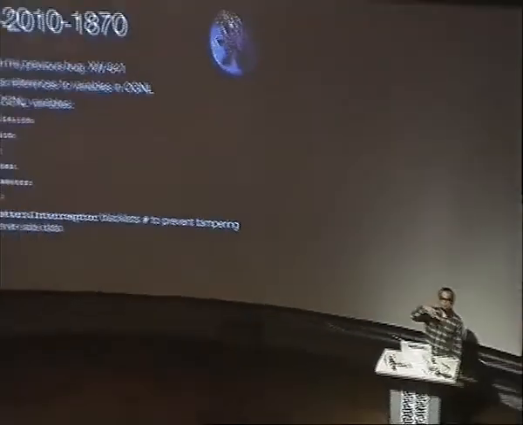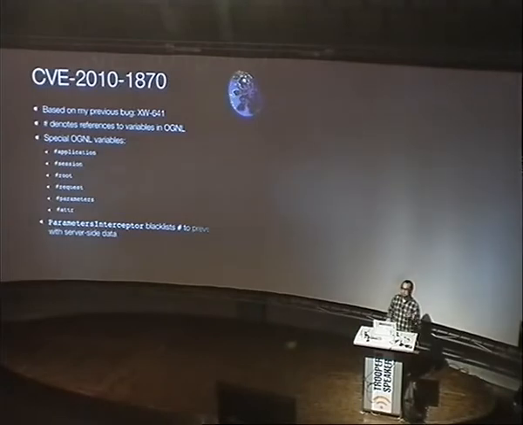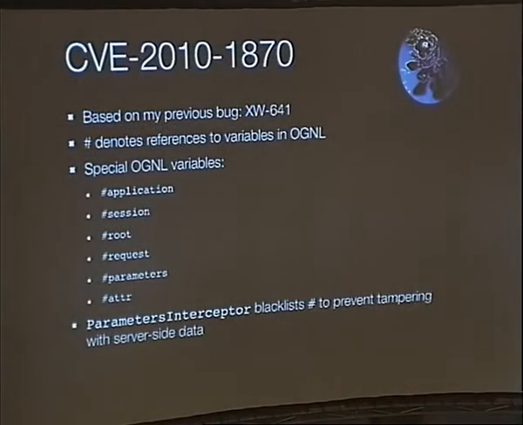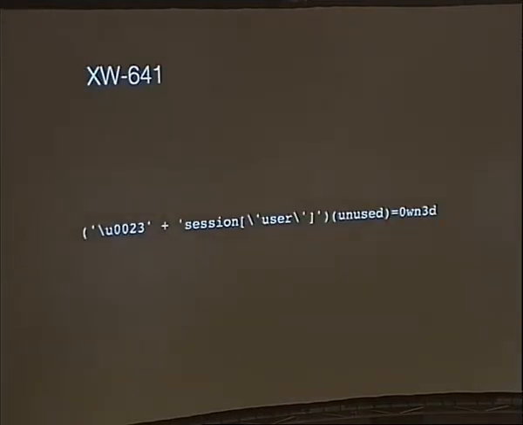So this XWork 641 vulnerability was due to the fact that it was an ANTLR-based parser. And in Java, I don't know if you know, there is a notation where you're allowed to represent characters using \u and then the hex value of the character.